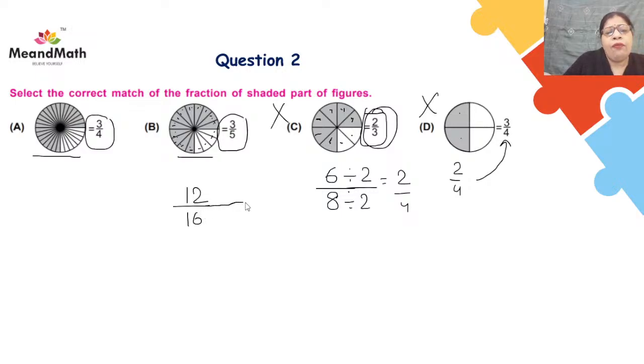Let's see. If we reduce this, both the numerator and the denominator, by 4, because both 12 and 16 come in the table of 4. So we are going to reduce it by 4. So here we get 12 divided by 4 is 3 and 16 divided by 4 is 4. So this should have been 3 by 4. So this also doesn't match. Now, three options are already cut. Now we have to check only option A. I hope so. The option A is correct.